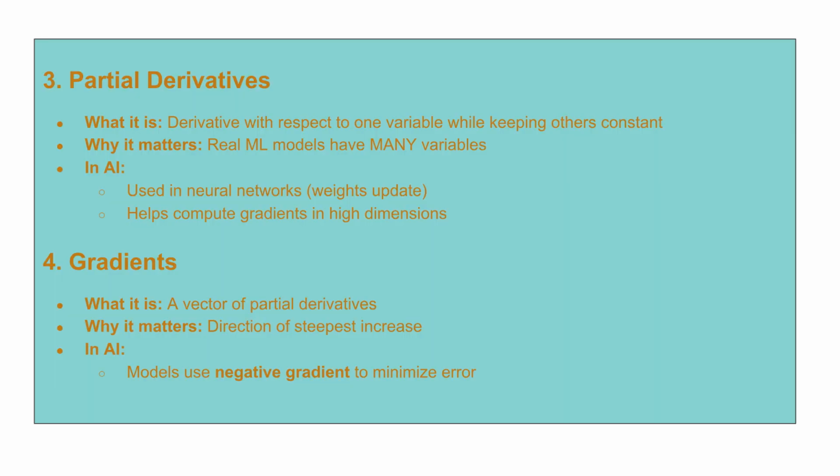Next, partial derivatives involve taking a derivative with respect to one variable while keeping others constant. This is crucial as real ML models have many variables. They are used in neural networks for weight updates and in computing gradients in high dimensions. Gradients are vectors of partial derivatives and indicate the direction of steepest increase. In AI, models use the negative gradient to minimize error.